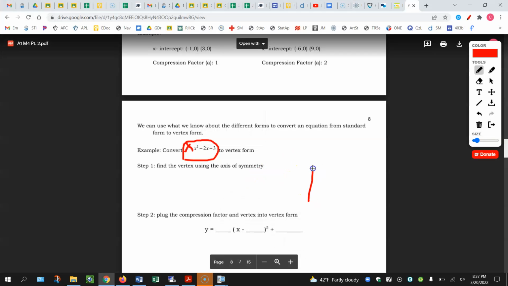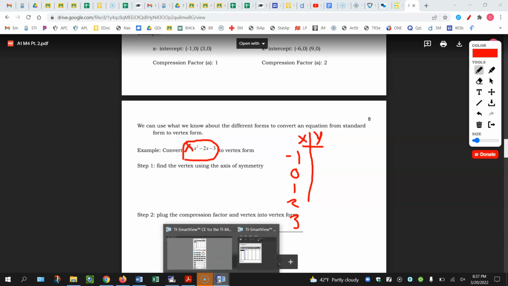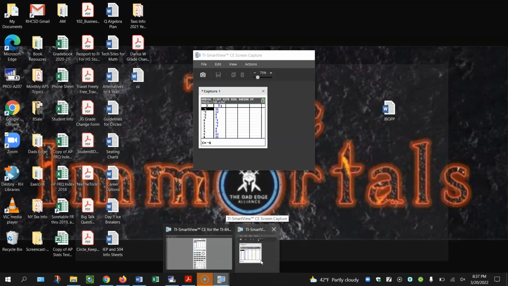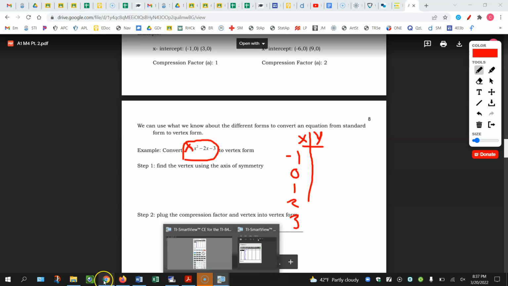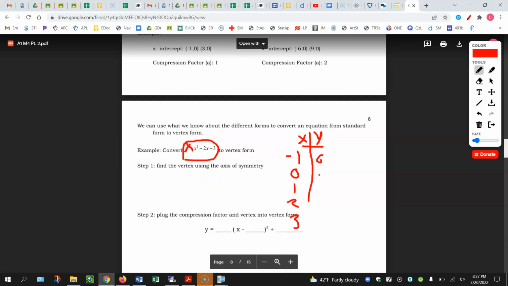All right, so what you're going to do here is create that table. Yours won't have to go as far as mine. Let me bring this back up. So this was 0, negative 3, negative 4, negative 3, 0. The zeros match up, the negative 3's match up. The one in the middle, that is your vertex: 1, negative 4.